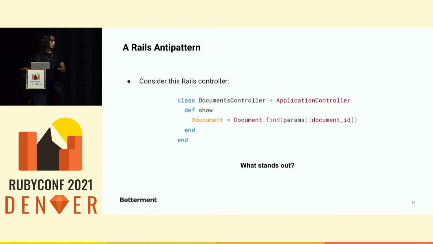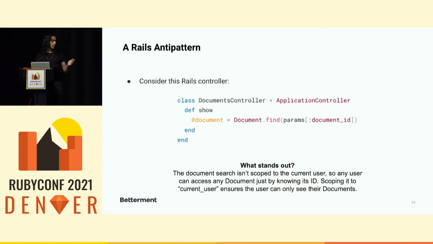So a more realistic example, consider this Rails controller. If you've ever worked with Rails, you've seen controllers like this a million times. But what stands out? Well, you might notice that the document object is not scoped to the current user. So whenever you are accessing this controller, the user can actually ask for any document, not just the ones it owns, but any documents it knows the IDs for. In some contexts, that might be safe, but generally speaking, that's not the behavior that you want.